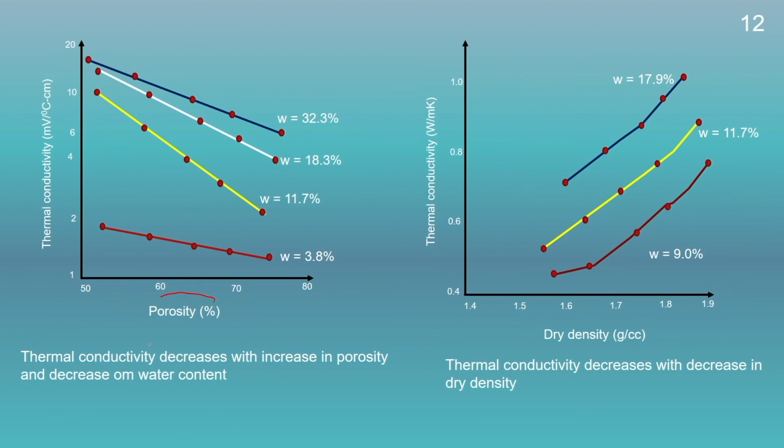The first plot shows the relationship between the thermal conductivity and porosity for soils at different water content. The porosity indicates the amount of pore space present in a soil. Higher the porosity, higher the pore space of the soil. So, here we could see that with increase in the porosity, the thermal conductivity of the soil is decreasing.